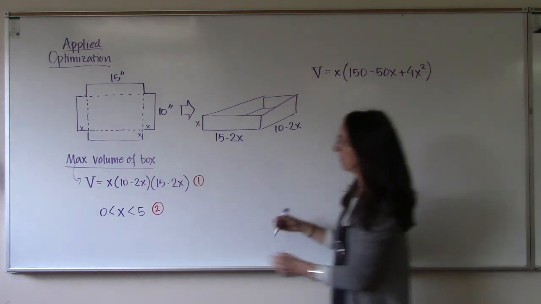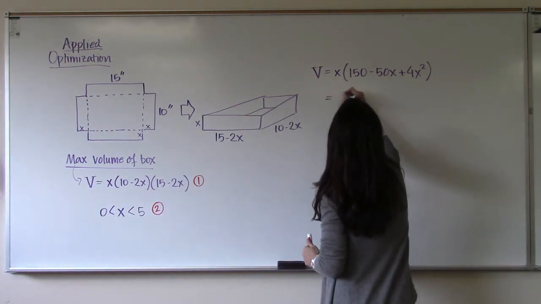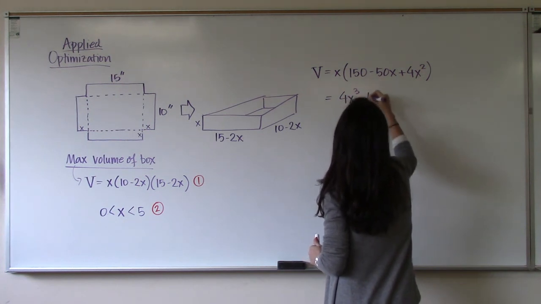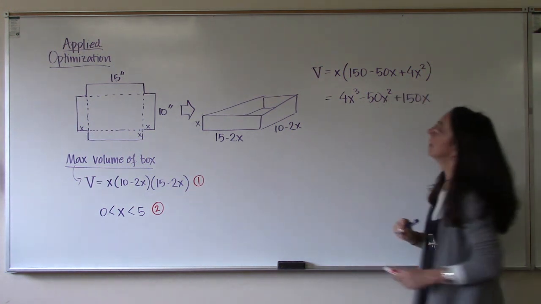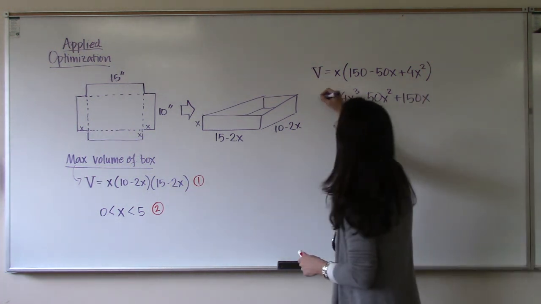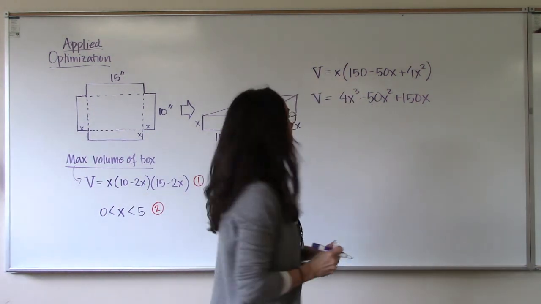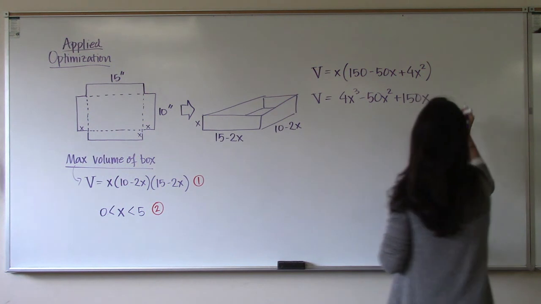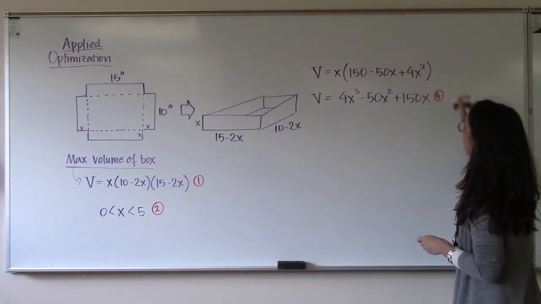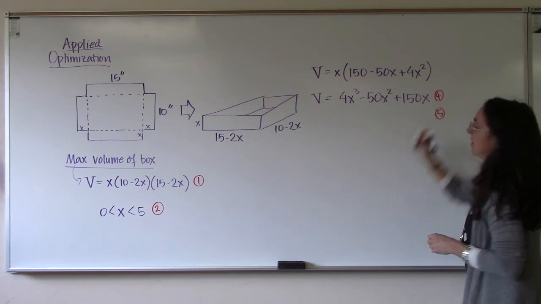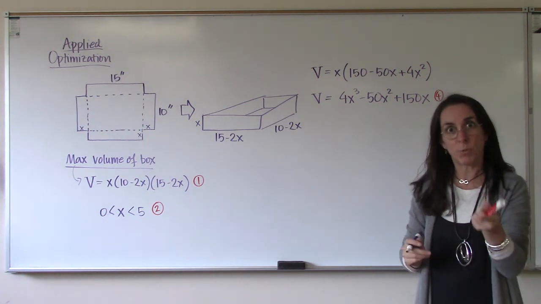Right, if I multiply this part times this part, I get that. And so 4x cubed minus 50x squared plus 150x. Right, so V looks like this. And then, so I've cleaned it up. That's step number 4, I think. I wrote them down, yeah. So we didn't have to do step number 3. What's step number 5? Do you know? Take the derivative.